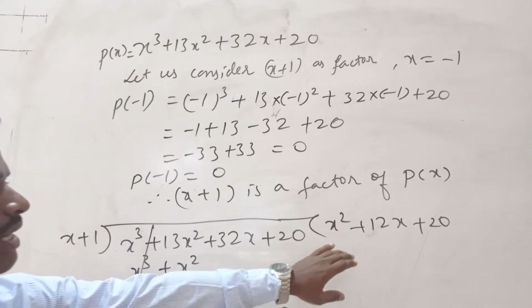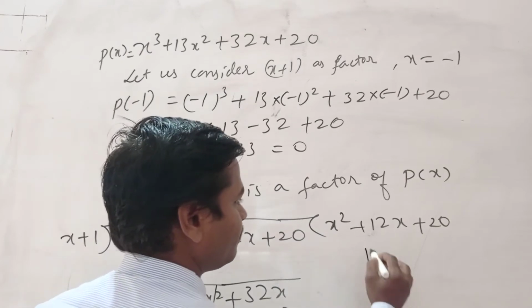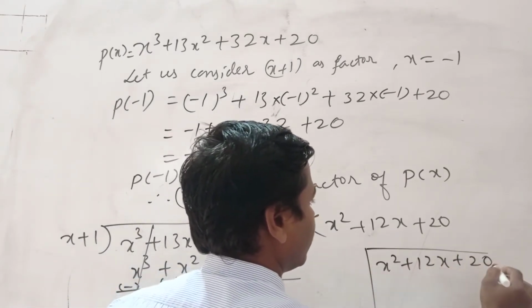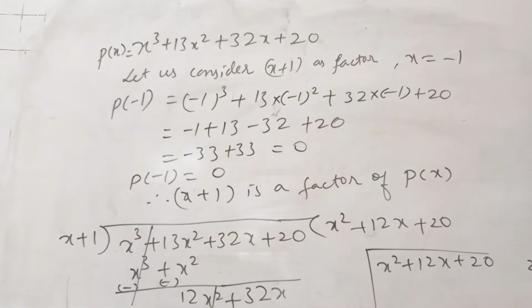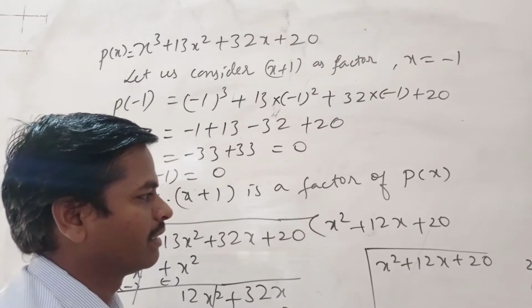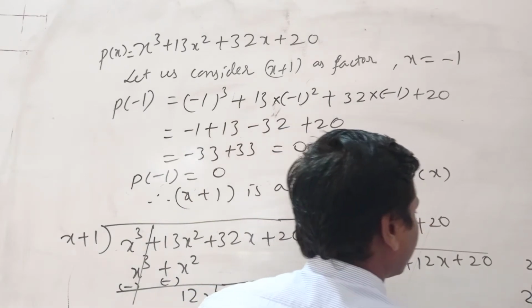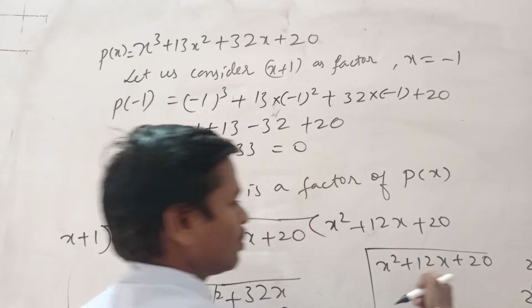We should factorize this one also. Now, what is the polynomial here? X square plus 12x plus 20. The multiplication should be 20, the sum should be 12. Multiplication must be 20. Okay, 10 into 2, 2 into 10, 2 tens are 20. 10 plus 2 is 12.